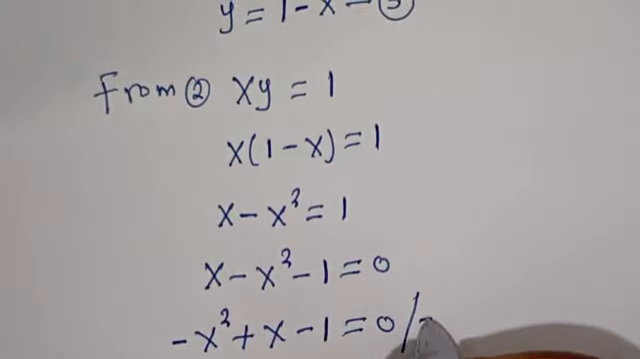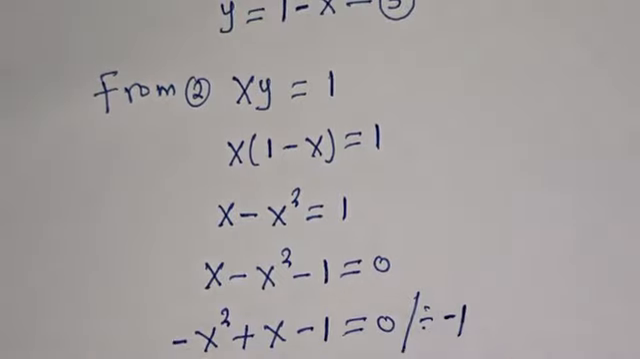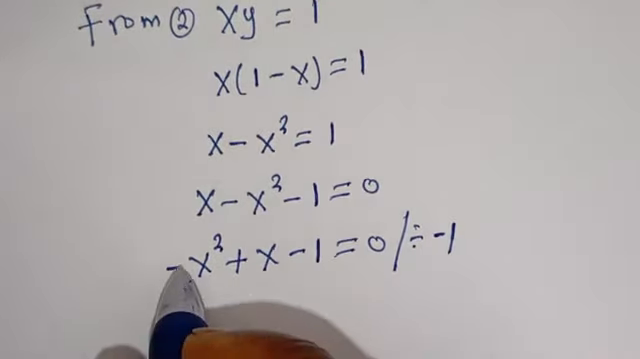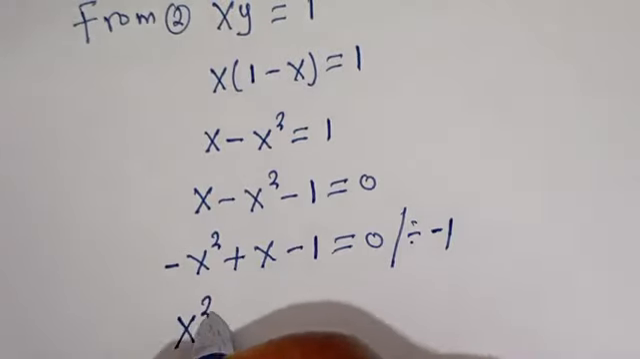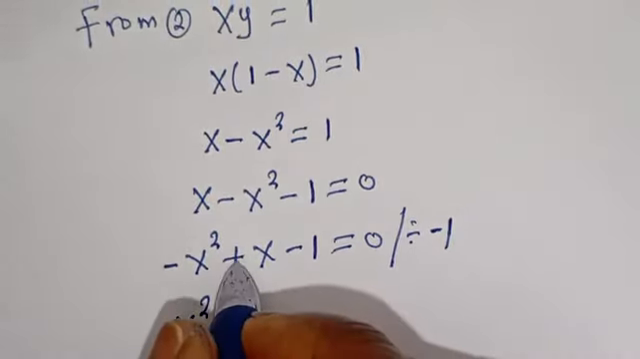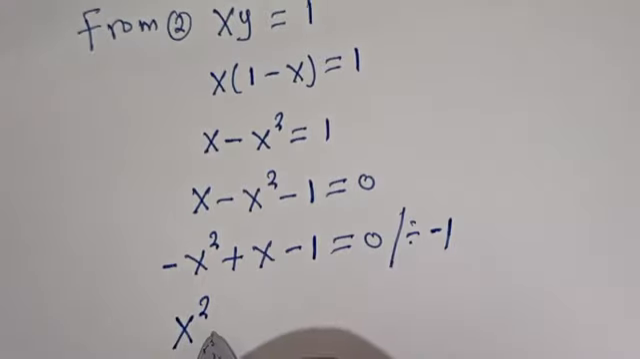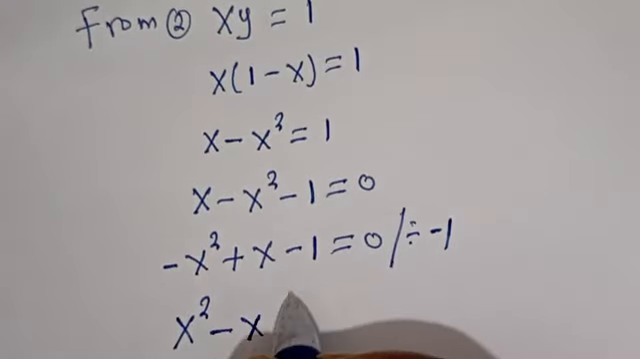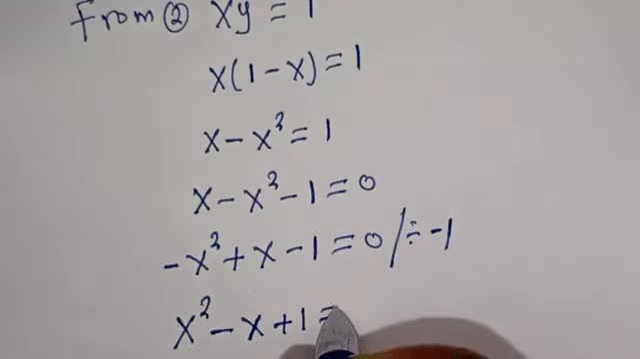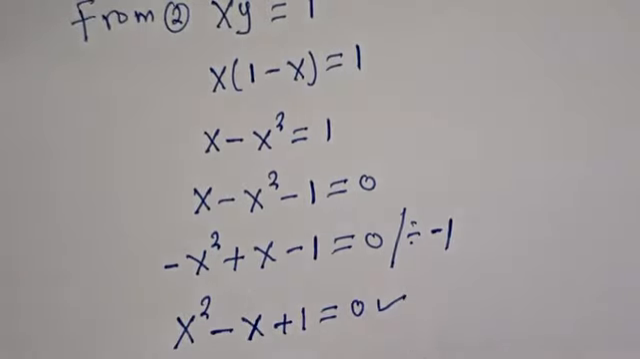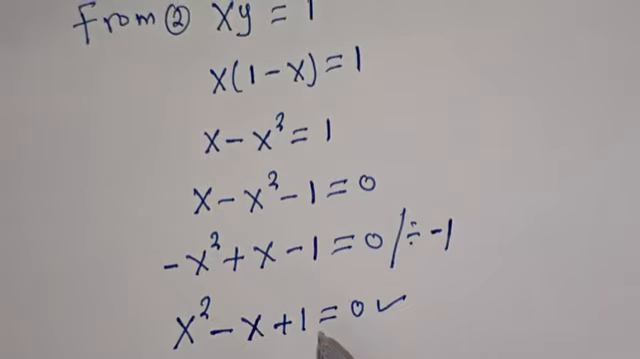Let's divide all through by minus 1. Then if you divide minus x square by minus 1, we have x square. Then if you divide plus x by minus 1, it will be minus x. Then if you divide minus 1 by minus 1, we have plus 1 is equal to 0. This is a quadratic equation which can be solved using the quadratic general formula.